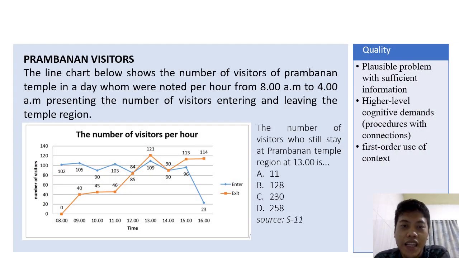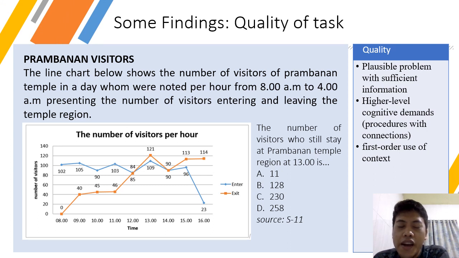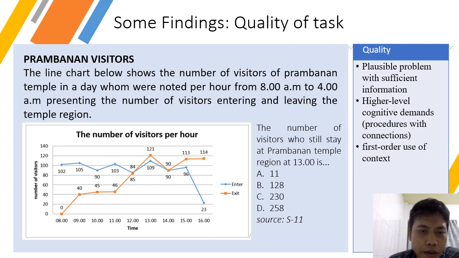And another example is like this. Why is this problem, for example, included as first order use of context? Because the information about the number of visitors per hour given in this line diagram is relevant information that needs to be used by every task solver to solve this problem.